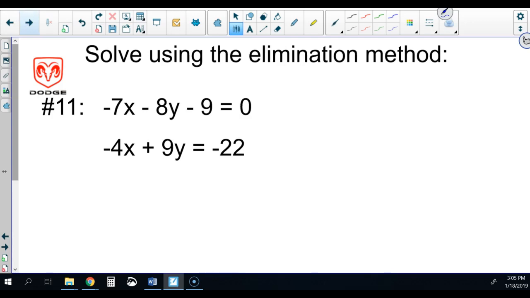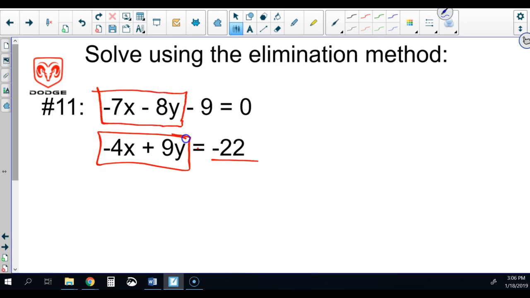Number 11 now from the Dodge homework. This is definitely the hardest one on that worksheet. So if you get this right, you're good. It says on your worksheet to be careful. I gave you a warning here. In order for this process to work, the two equations have to be in the same form. In this case, we want it in standard form. I got the x plus y equals the number. Up here, I need x plus y equals a number.